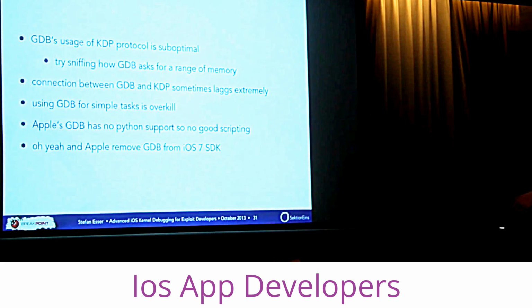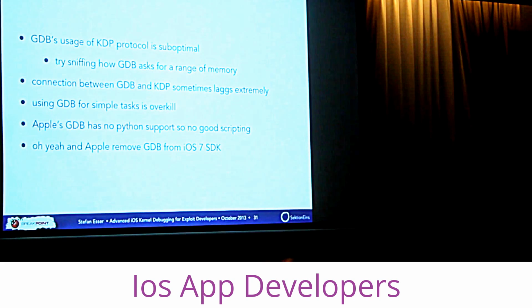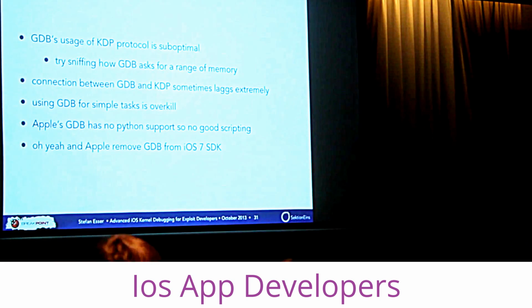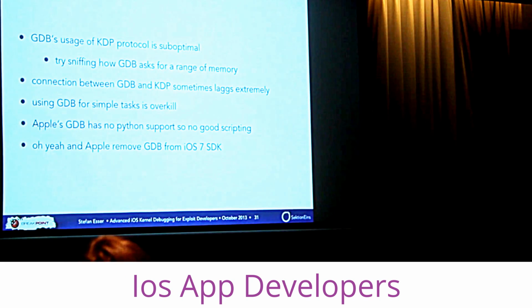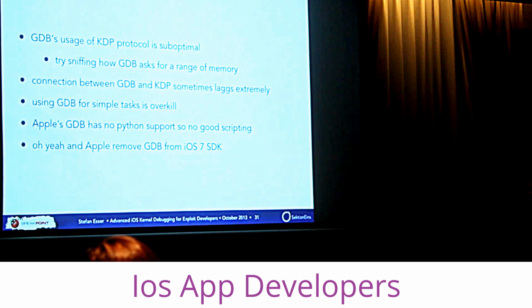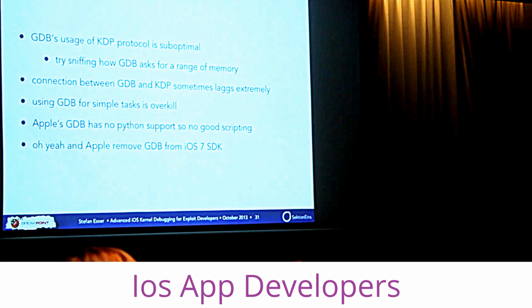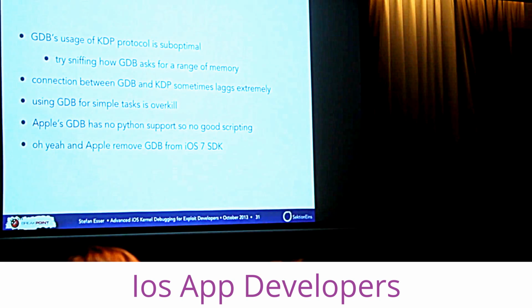So I already told you that GDB and KDP are not really tuned to each other, and sometimes when you use GDB with KDP, it lags really badly. So you step once, it's okay, you step twice, it's okay, and then you step again, and it takes like half a minute for this command to execute. Or you do a next, and then you want to dump the registers, and again it takes like half a minute. I don't know exactly why it's happening, but it's most probably due to how GDB is using KDP.